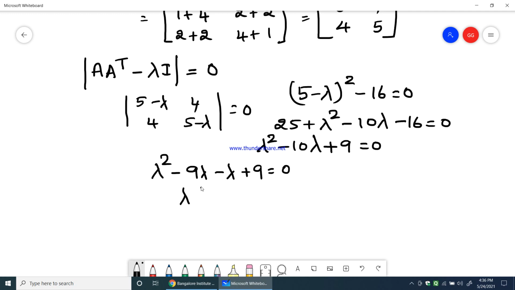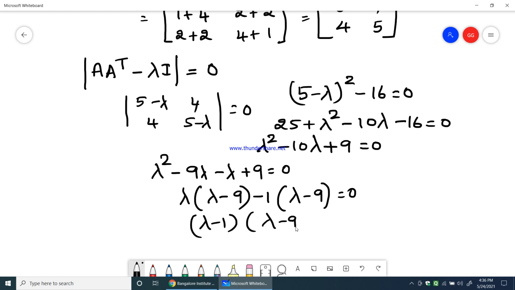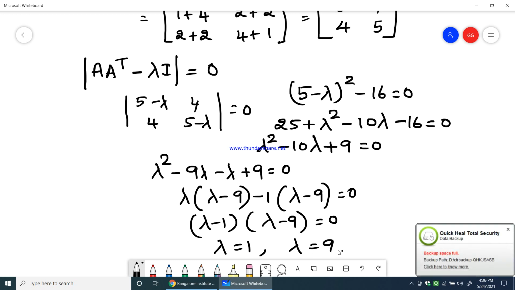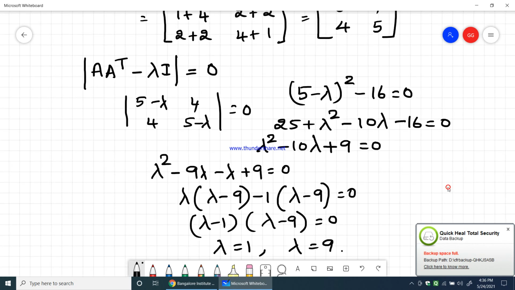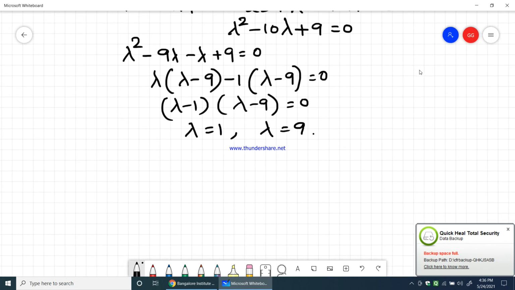So if I take lambda common here, I will get lambda minus 9, minus 1 if I take lambda minus 9, which is equal to 0. Therefore lambda minus 1 into lambda minus 9 equals 0. So finally I will get lambda equal to 1 and lambda equal to 9. So these are the two eigenvalues that I have got for A into A transpose.